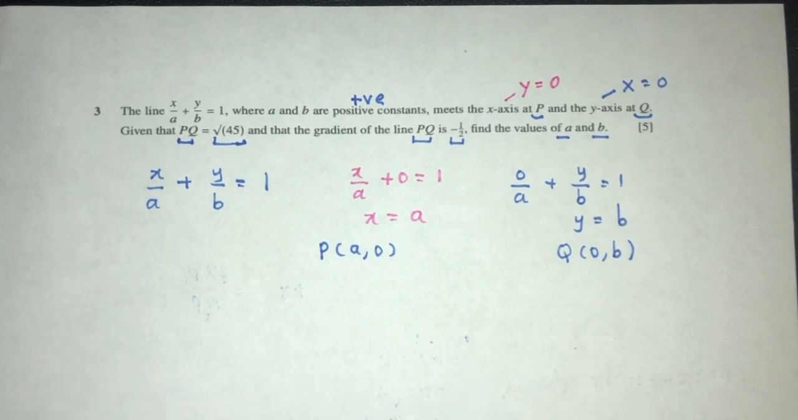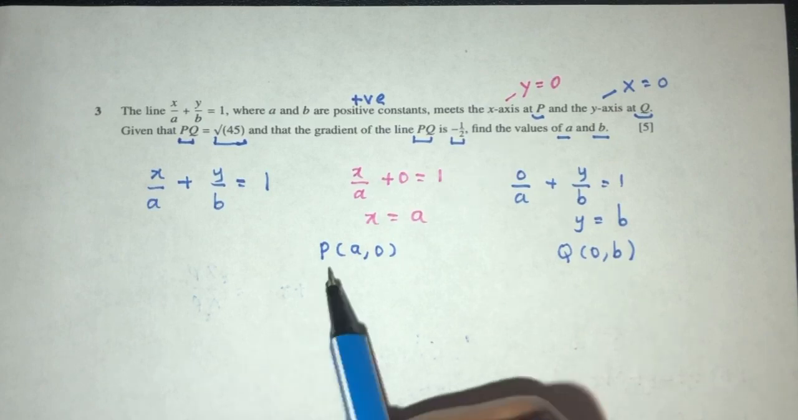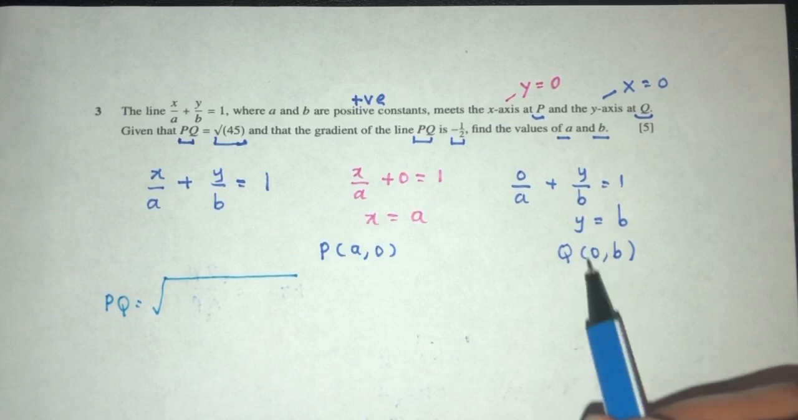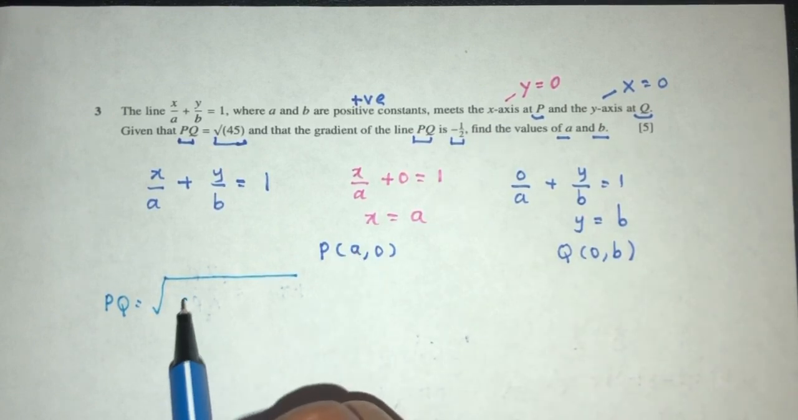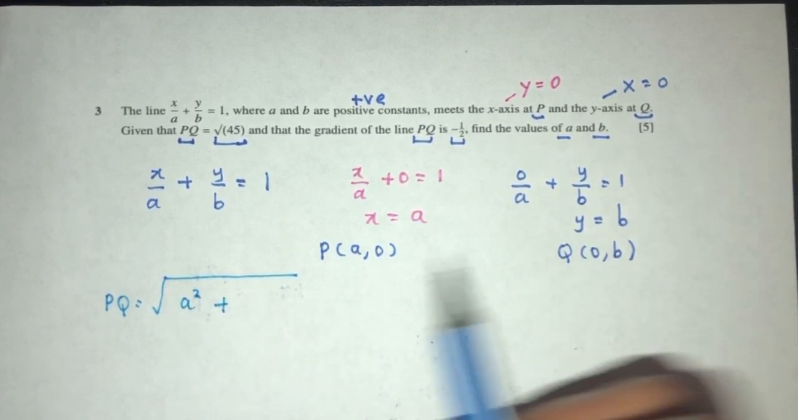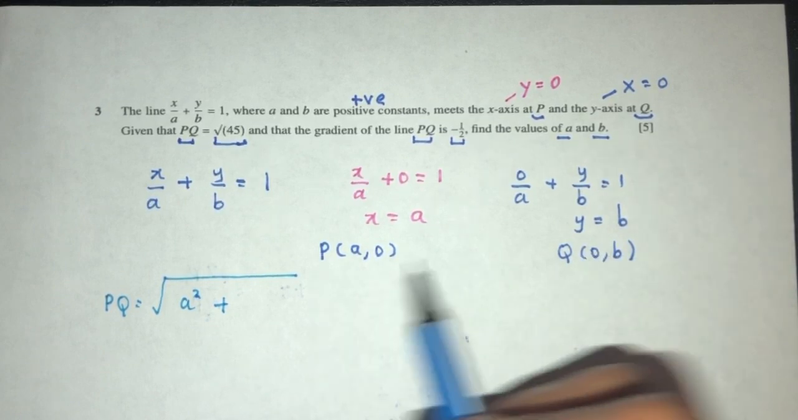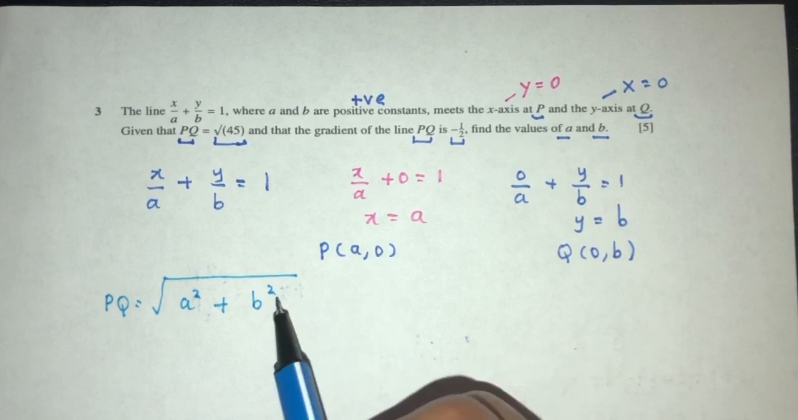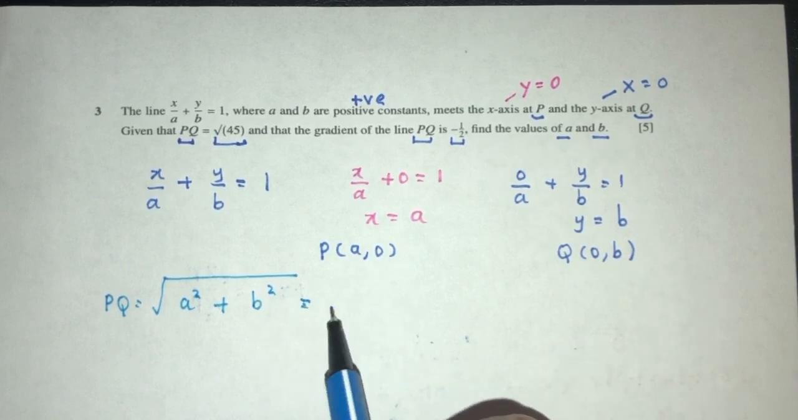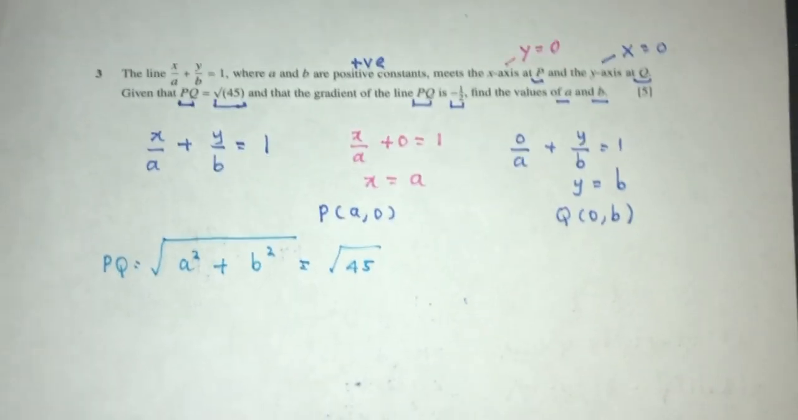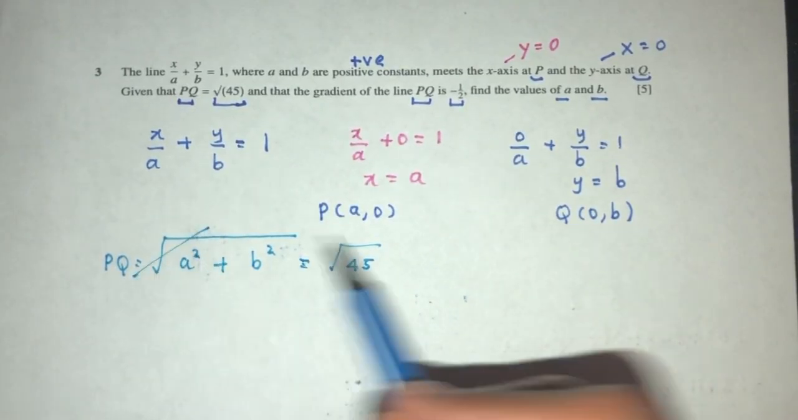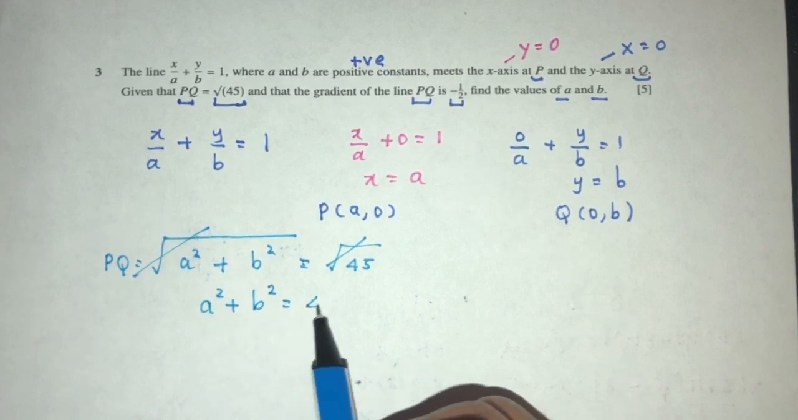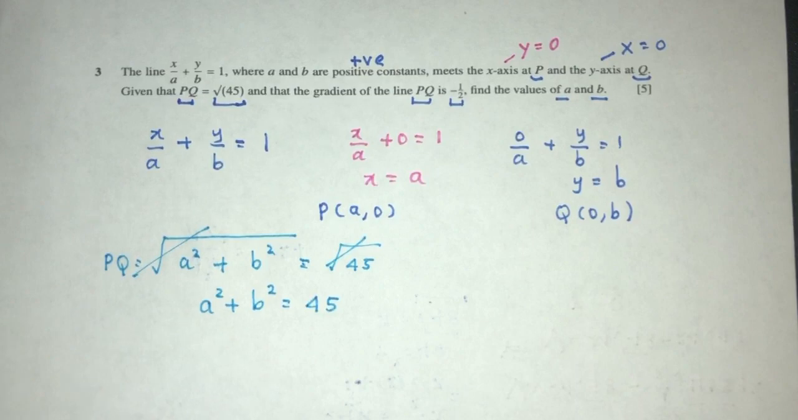That's the first step. Now we know the length of PQ, so how do you find the length? Length PQ is equal to the square root of, this minus this is minus a, squared, that should be a squared, plus this minus this will be b squared. B minus 0 will be b, then b squared. That should be root of 45, right? Given to you by the question. Now the square root and the square will cancel out, obviously. You will have a squared plus b squared is 45. That is my equation number 1.